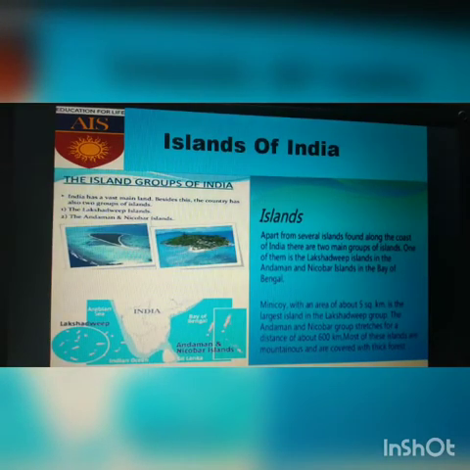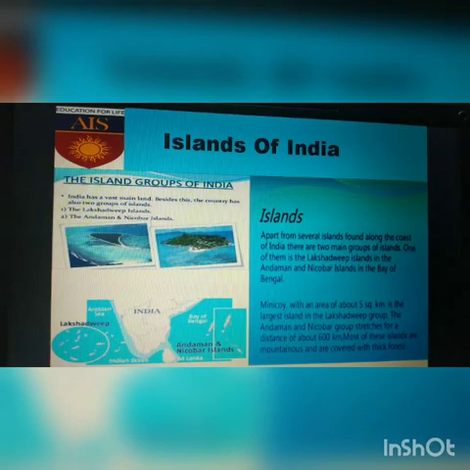Now let us come to the last topic, that is the islands of India. We all know India has two types of islands. One is Andaman and Nicobar and the other one is Lakshadweep. India has a vast mainland. Besides this, the country has two groups of islands: Andaman and Nicobar in the eastern side and Lakshadweep in the western side.